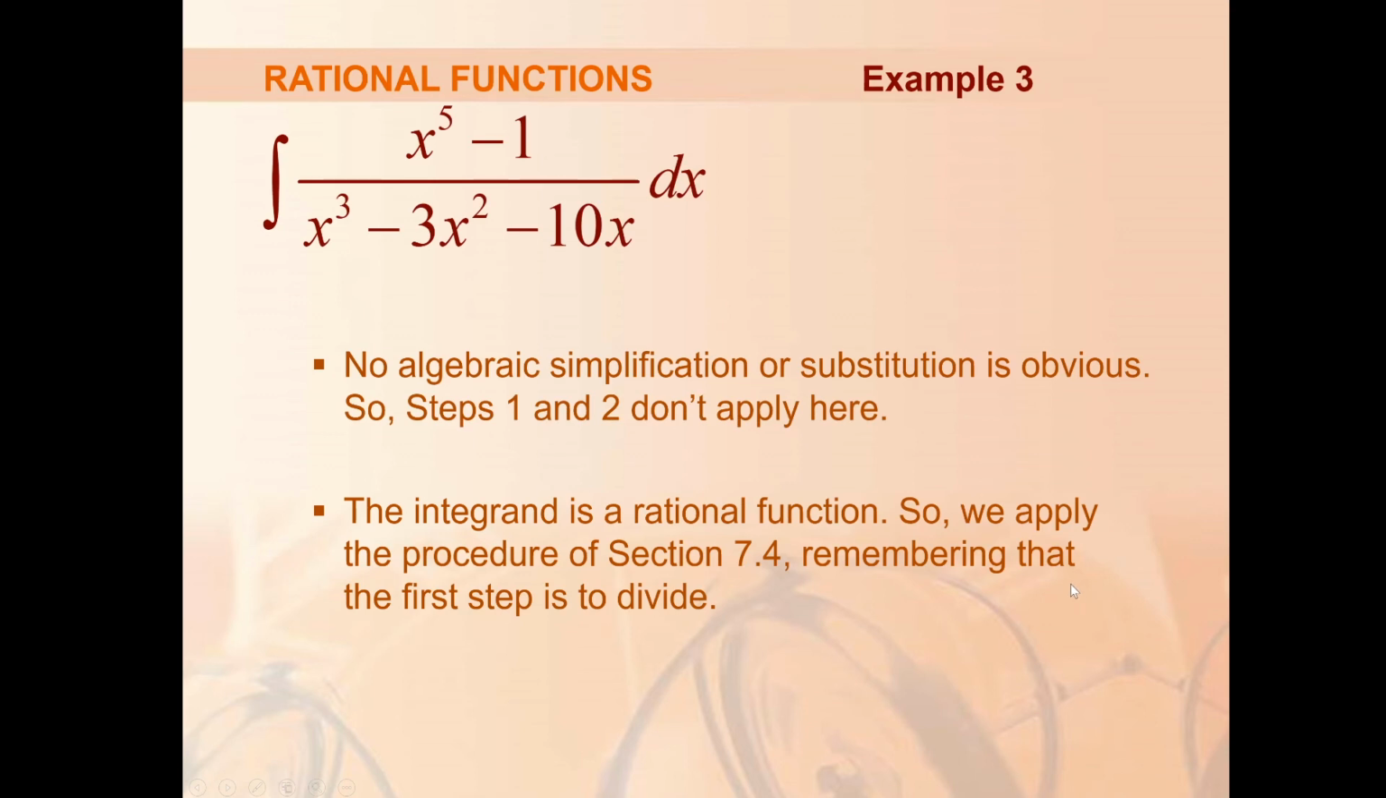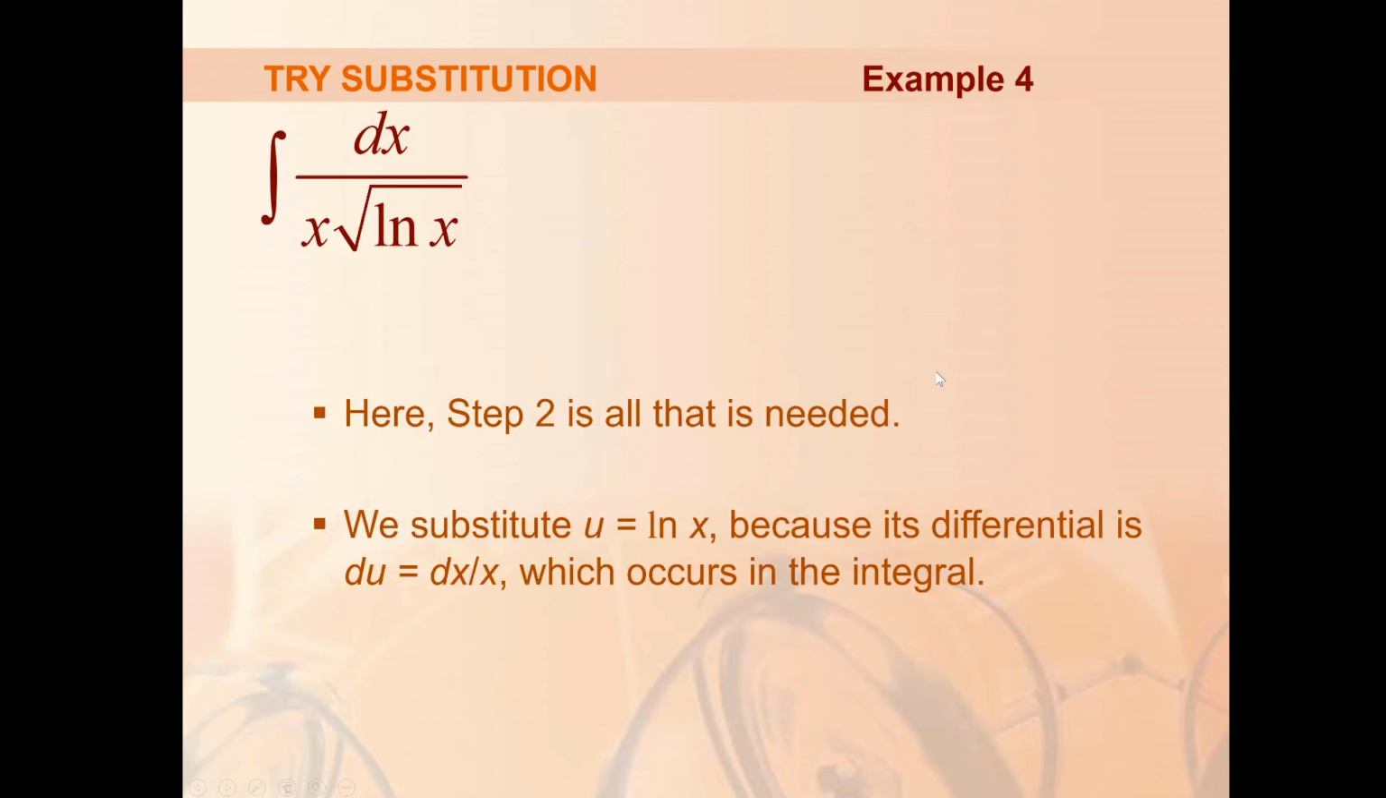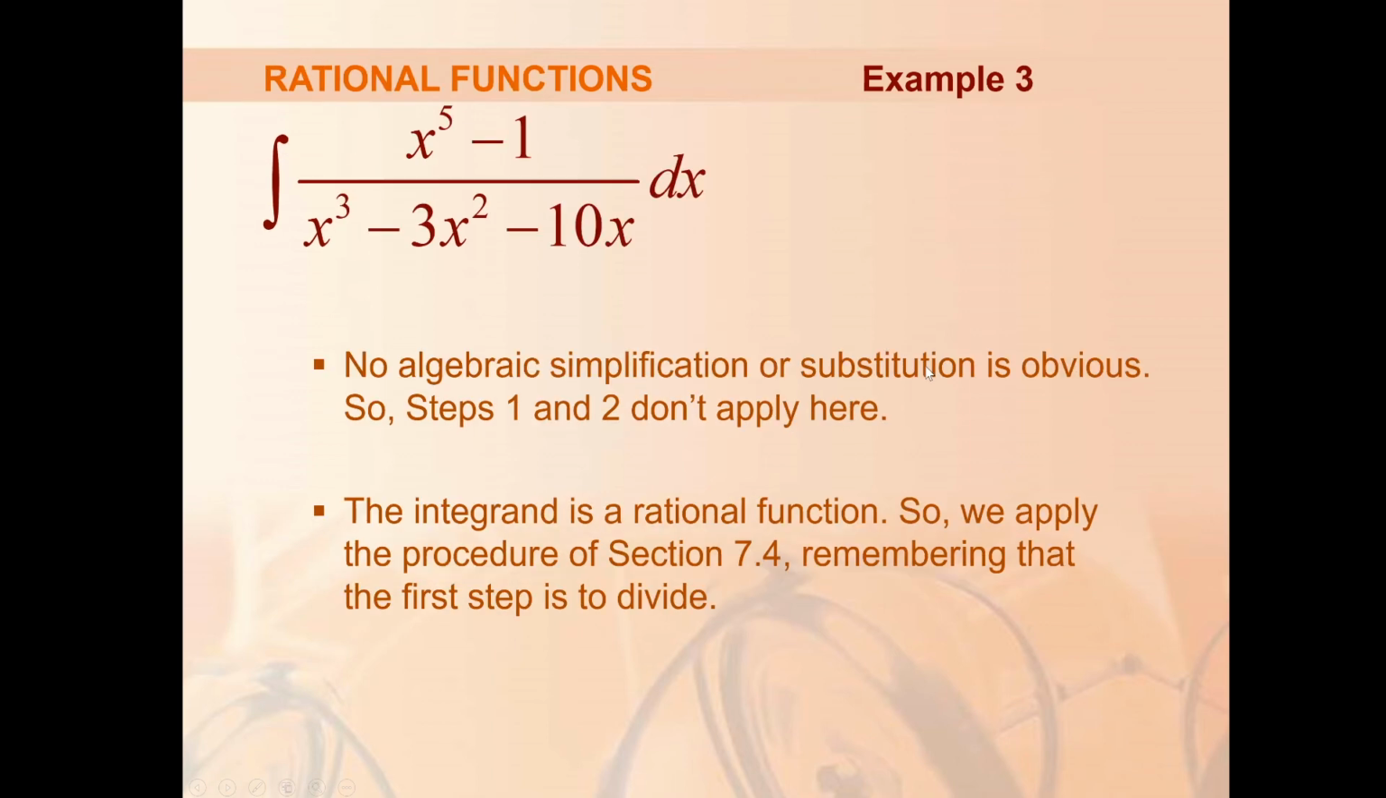Rational functions. No algebraic simplification or substitution is obvious. Excuse me. So steps 1 and 2 don't apply here. For integrands that are rational functions, apply the procedure of section 7.4. Remember that the first step is to divide, because the power on the top is greater than the power on the bottom. If the power on the top is less than the power on the bottom, that means you want to do the partial fraction decomposition procedure, okay?